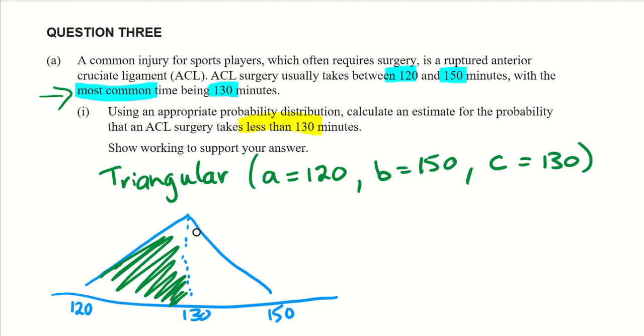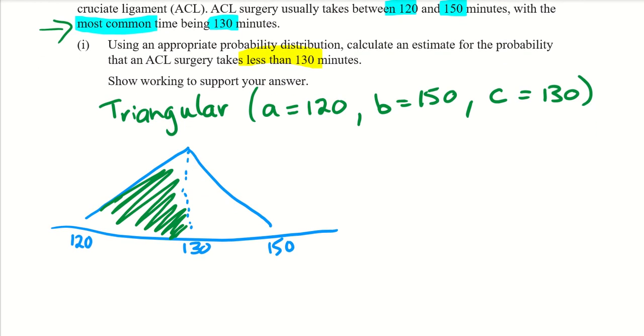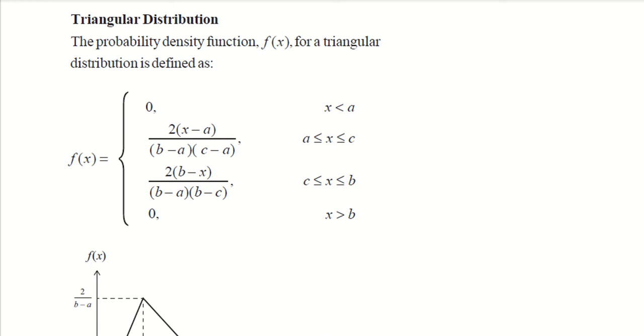In order to find that area, I need to know a few things. I need to know the base of my triangle, and I need to know the height of the triangle. So those are the two pieces of information. Now the base is straightforward: 120 to 130, that's a space of 10. So that one's okay. But I need to know how to find the height. So this is when I'm going to jump down, and I've just copied across the formulas from your formula sheet. And we've got some formulas there for the height.